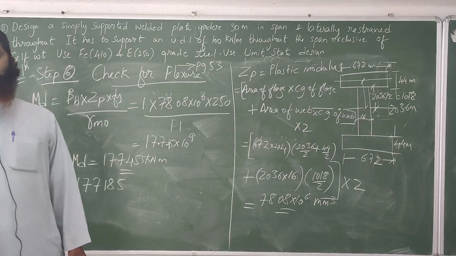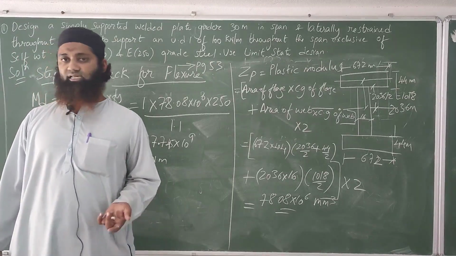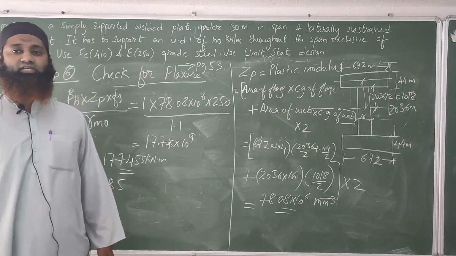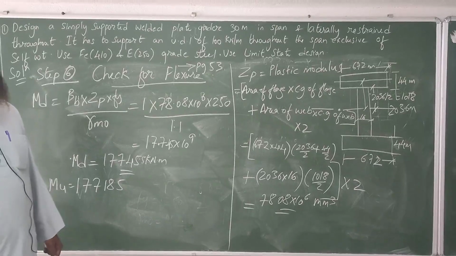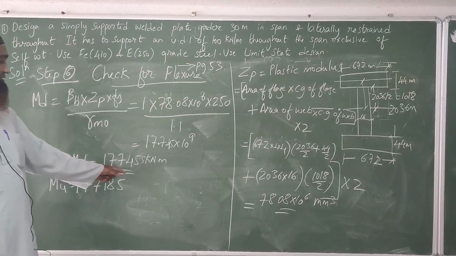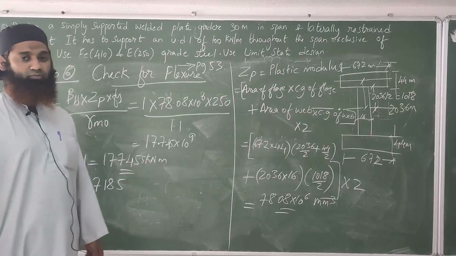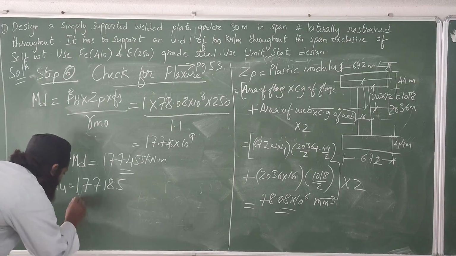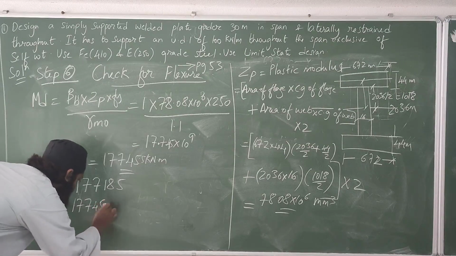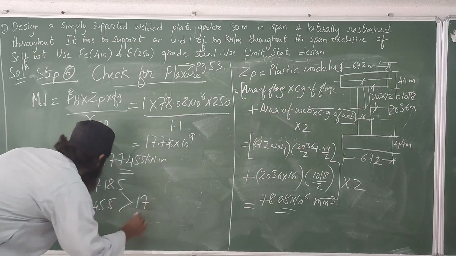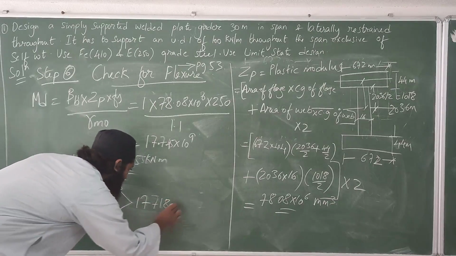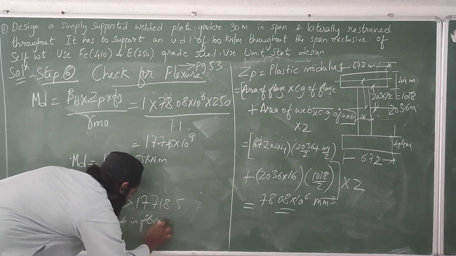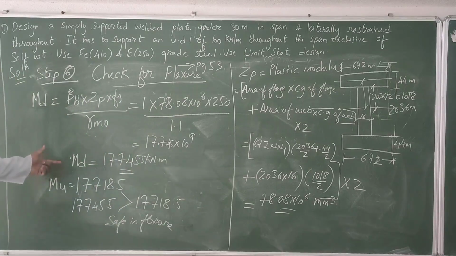By any chance, if it fails in flexure, we'll have to change the size of the flange. Anyway, we'll see the next step, curtailment of flange plates. So this design moment, what we had got, 17745.5 kilonewton meter, is greater than the ultimate moment what we had calculated. So MD, 17745.5, is greater than 17718.5. So this is safe. It is safe in flexure also. Okay, fine.